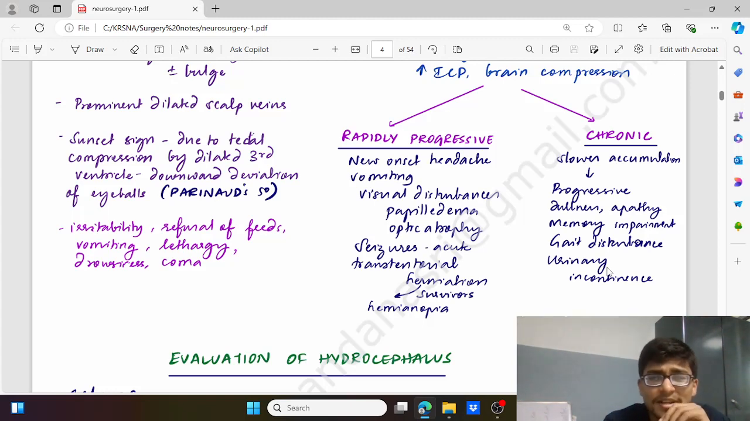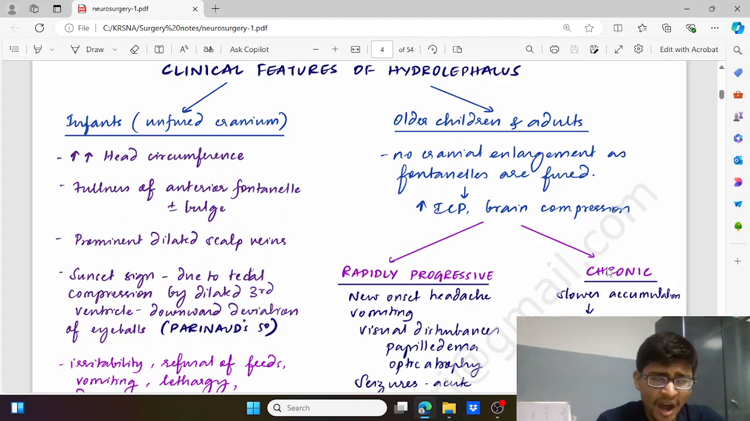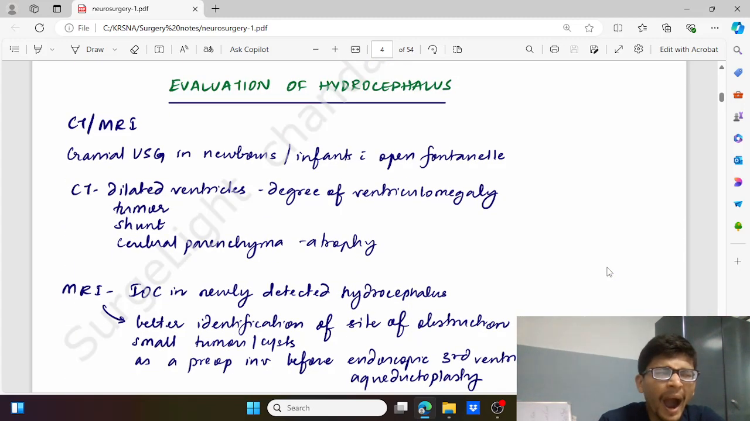So normal pressure hydrocephalus is similar to this one, chronic hydrocephalus. So now we'll go for evaluation of hydrocephalus. Apart from the history and examination, CT and MRI will tell us, especially in communicating hydrocephalus, there will be overall enlargement of the ventricles, and it will be symmetric.